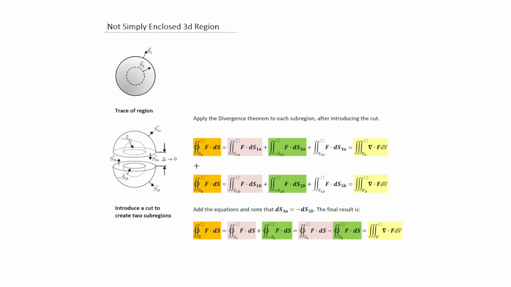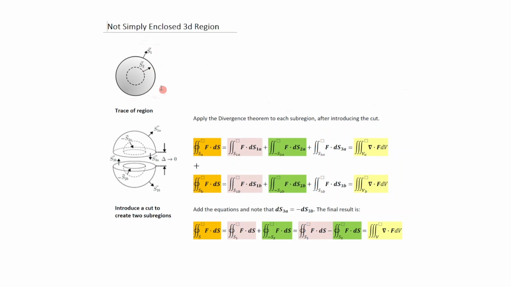All right, so let's look at a not simply enclosed 3D region. And so this is a trace. If this is a simple sphere, a hollowed out sphere, then there would be the inner surface of this hollowed out sphere, and let's take that to be direction S2. That's the differential surface area vector, and this is the differential surface area on the outside. So how do we deal with this type of problem when it's not simply enclosed?